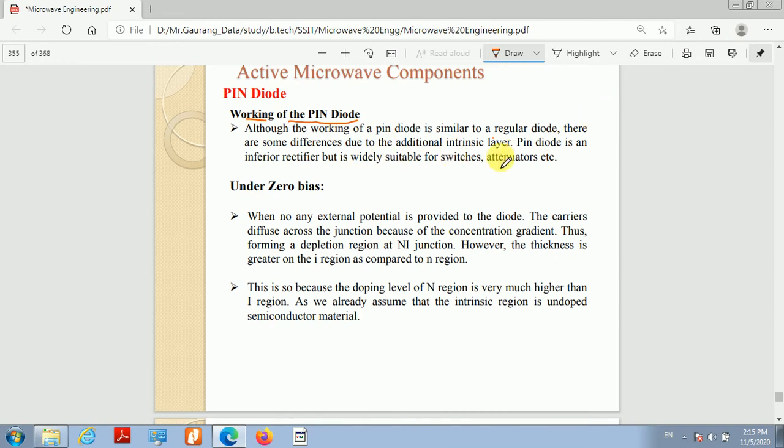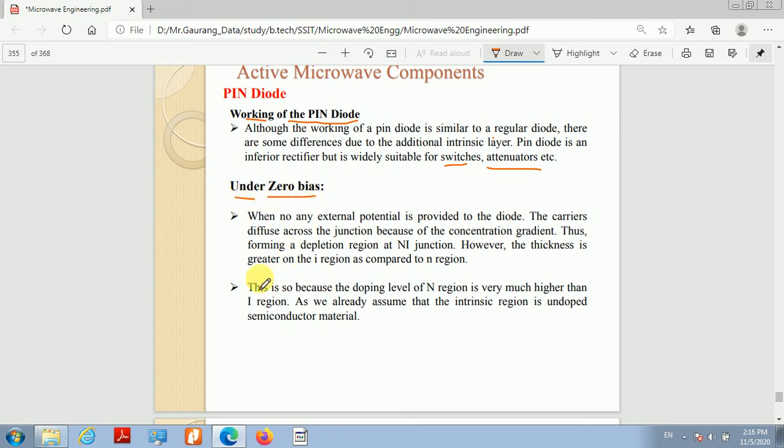And basically if we recall, our normal PN junction diode is used as a rectifier, but this PIN diode is not widely used as a rectifier, but it is widely suitable for switching purposes and attenuators. Okay, so the PIN diode is basically used for high frequency switches. Now we will try to understand the working of this PIN diode considering three different cases. First case is under zero bias.